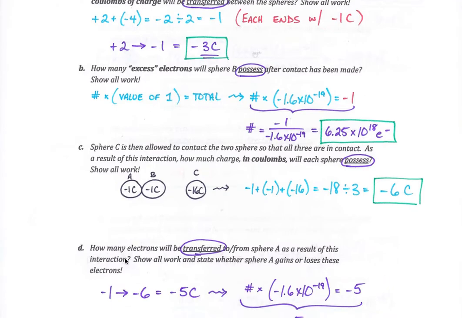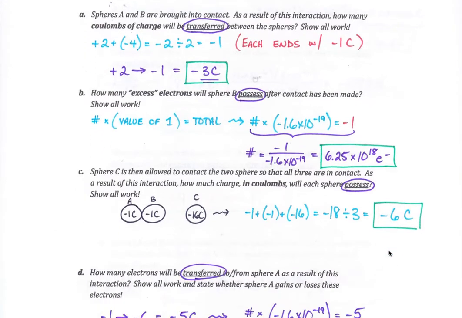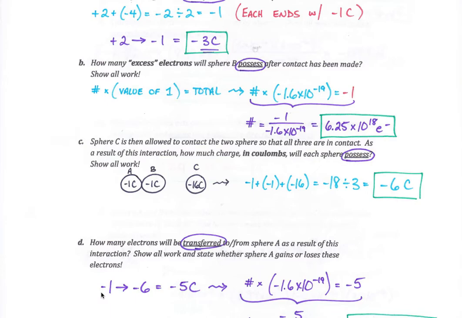Part D says how many electrons will be transferred to or from sphere A as a result of the interaction described above. Well, we know that each will end with negative 6, and we know that the transfer is the change. Originally, A had negative 1 before C was brought over, and it ends with negative 6. So A went from negative 1 to negative 6, which is a change of negative 5, but they don't want to know how many coulombs transfer, they want to know how many electrons.